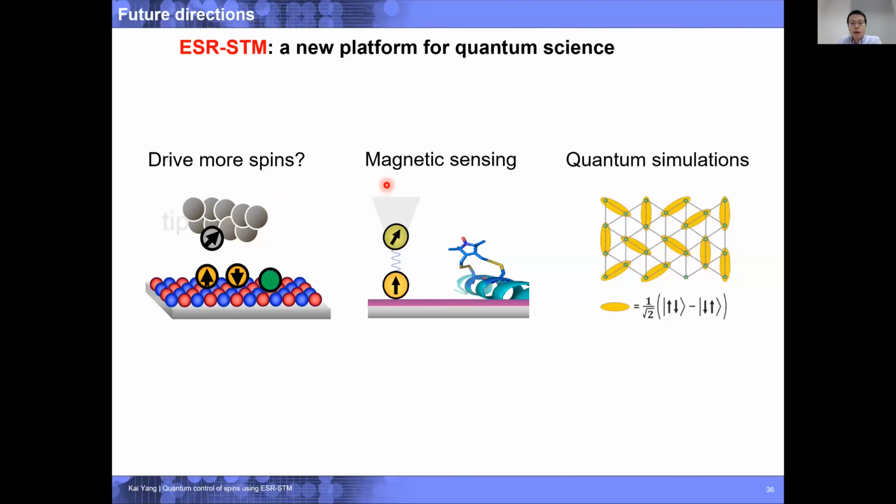We can also use the single atom qubits as a sensor to probe other quantum materials, such as magnetic molecules and other magnetic materials. And also we can use the magnetic atoms to build larger spin structures so that we can realize even more exotic states such as quantum spin liquid.